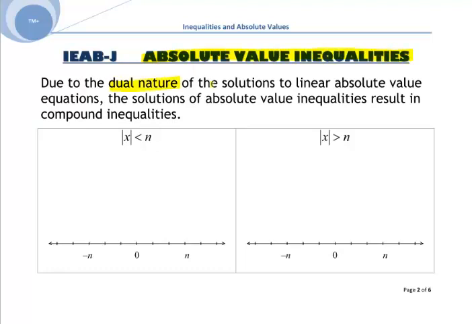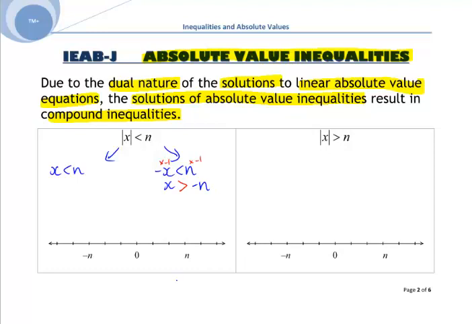Now due to the dual nature of solutions to linear absolute value equations, the solutions of absolute value inequalities result in compound inequalities. So if I have the absolute value of x is less than n, I can split that into two. x is less than n, or negative x is less than n. Now to get rid of that negative out the front, just like multiplying both sides by a negative, so x. Now I've multiplied by a negative, so I'm going to change the direction of my inequality, and I have negative n on this side.